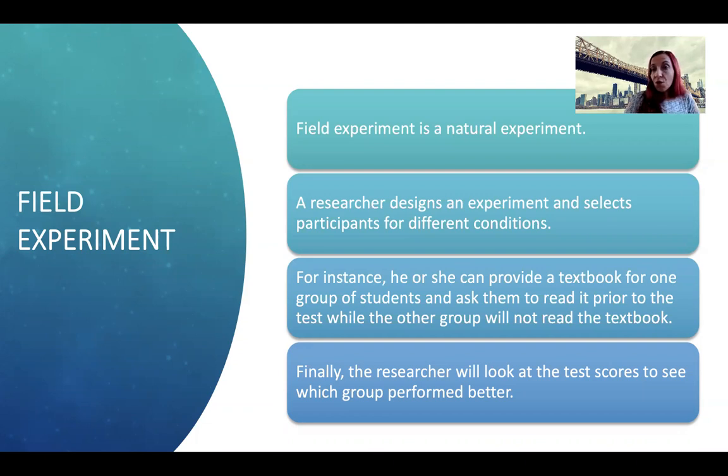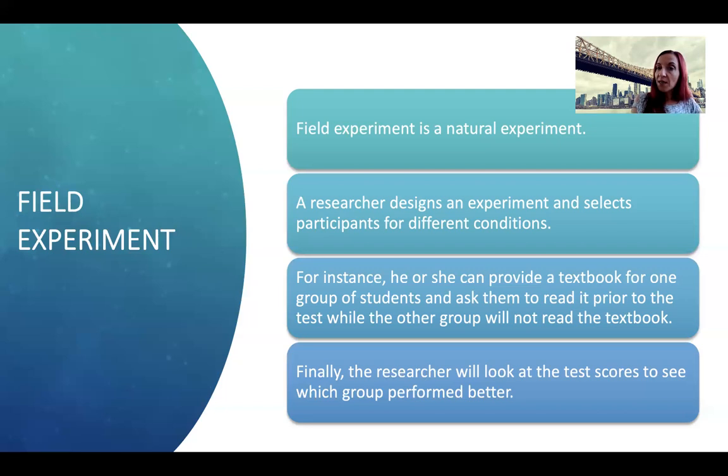In this case, a researcher designs an experiment and selects participants for different conditions. An example is that we could now compare field experiment with ex post facto experiment. So in this case, they would actually provide a textbook for one group of students and ask them to read the textbook prior to the test, while the other group will not read the textbook. So you see how they're affected by manipulating this condition.